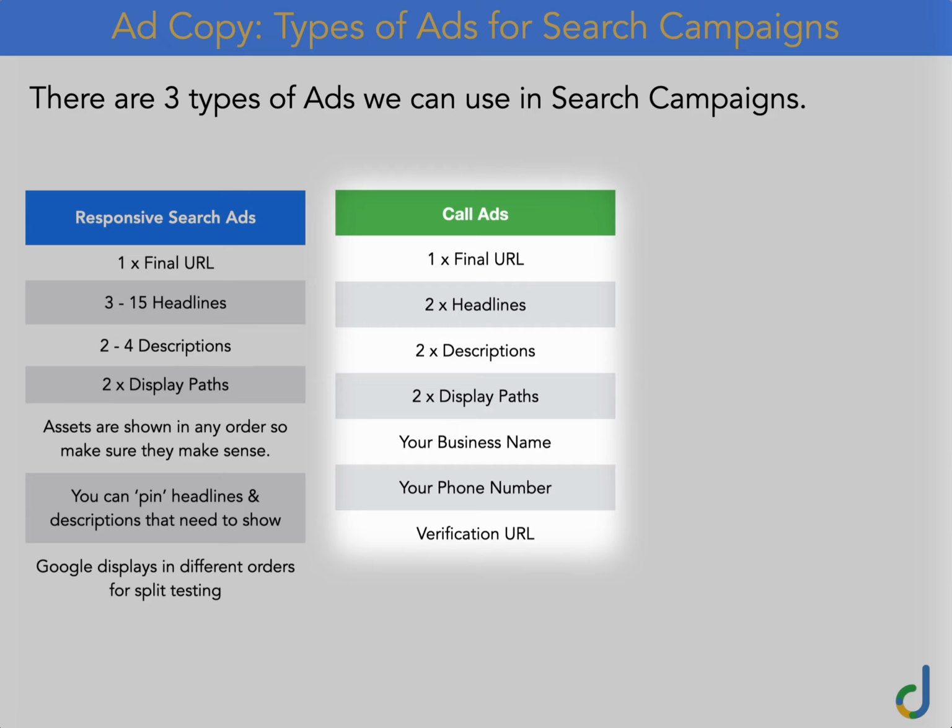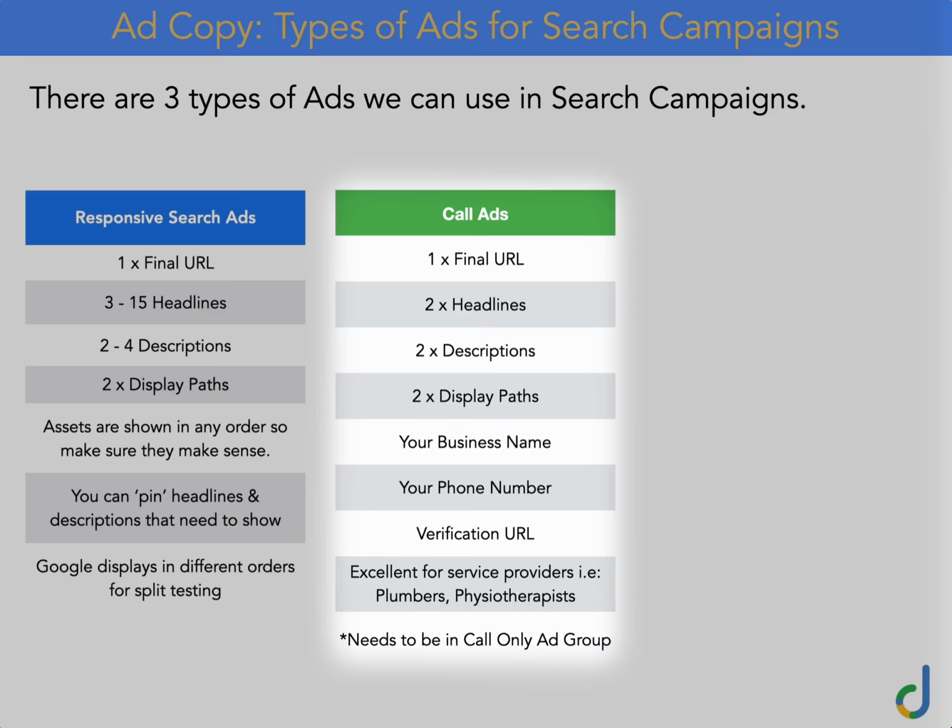The verification URL is a URL that you add to your ad. The user doesn't see it, but the phone number which you are advertising needs to be on that URL. So it's just letting Google know that this phone number is related to the business that you're advertising. This is something that would be used for service providers, so plumbers, physiotherapists, those types of things. And it does need to be in a call-only ad group.